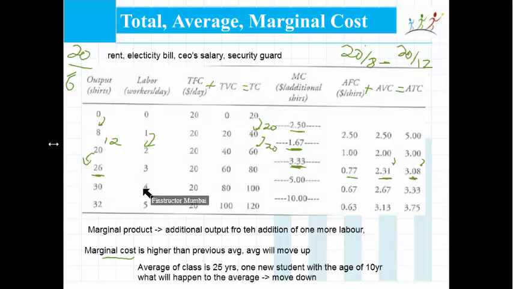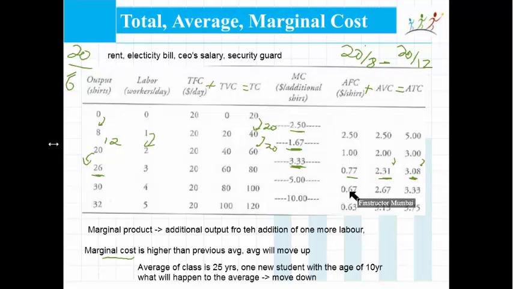Similarly, let's do it for the fourth worker. If we add one more worker, total fixed cost remains the same. We are paying each worker $20 a day. So we spend $80 in variable costs, taking our total costs to $100. How many more units of production do we get? 4 units. For an additional 4 units, we have to pay $20. So what is the marginal cost? It will be 20 divided by 4. That is, for one additional unit, I have to now spend $5 more.